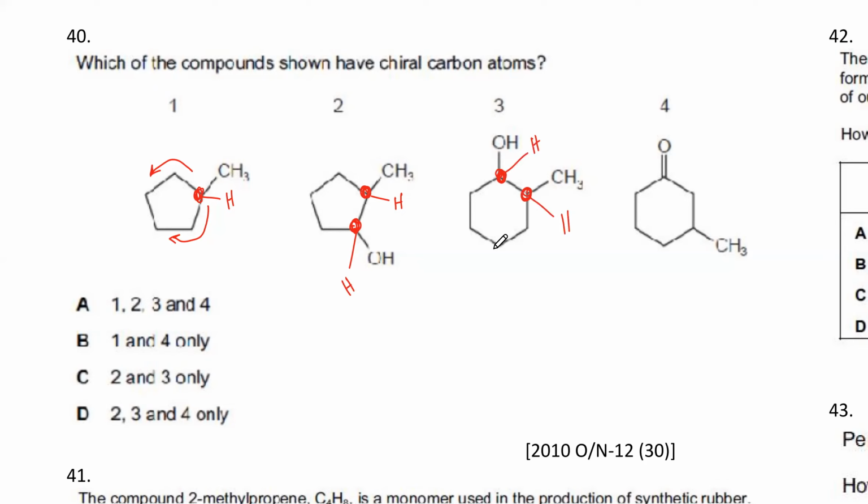CH2, 2 H's, 2 H's, 2 H's, so that's not chiral. What about this one? It is. There's going to be one H. This side looks different, the CH3 is different, the H is different. So all 4 sides look different when you're standing on this carbon atom. This one is not chiral because it's got a double bond. So the answer is 2, 3, and 4. The first one was not chiral.